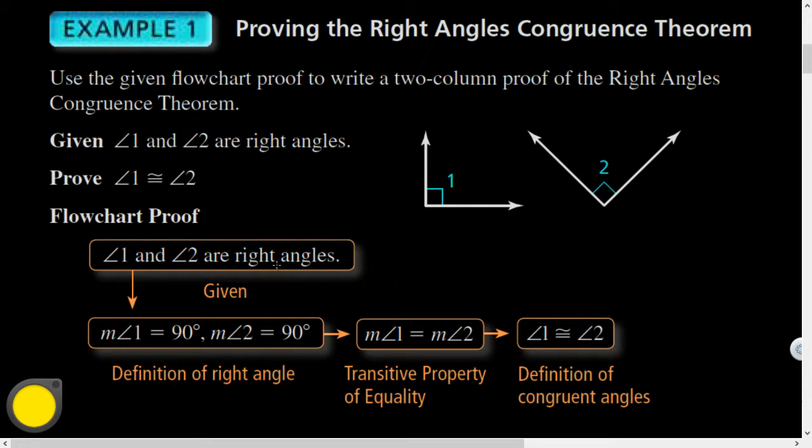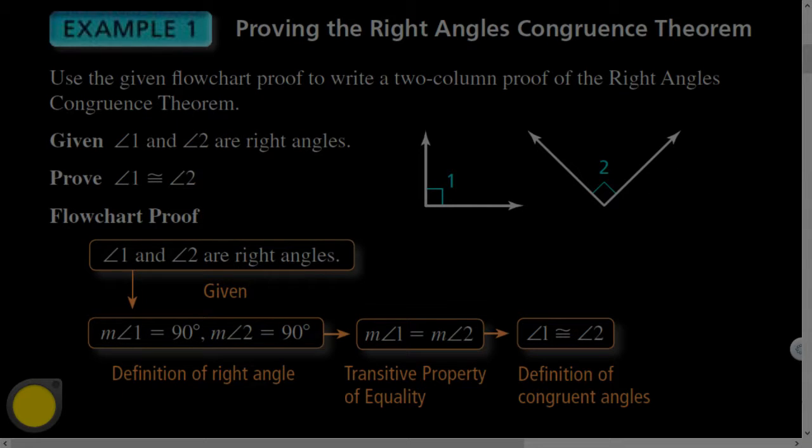So if these are both right angles, then the measures of each of those was 90 degrees. Why? Definition of right angle. And if those are both equal to 90, then they are equal to each other, transitive property of equality. And if their measures are equal, then the angles are congruent, def of congruence. So right angles congruence theorem. I always forget this name, so I'm going to have to practice rememorizing it.